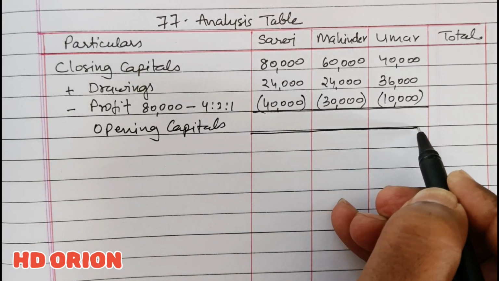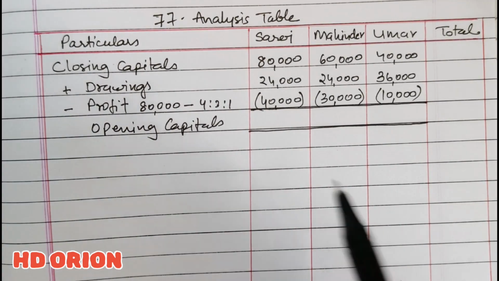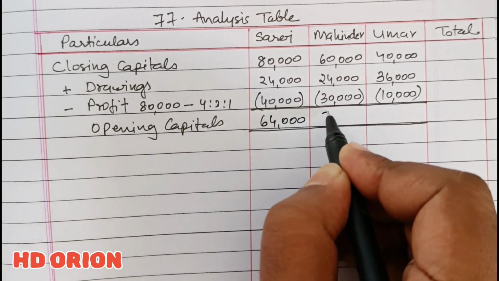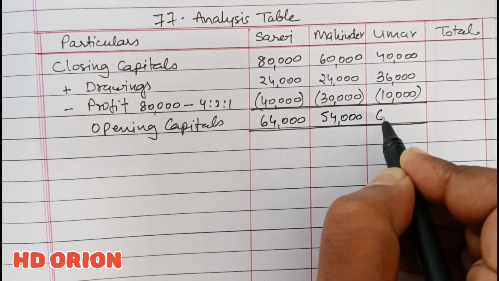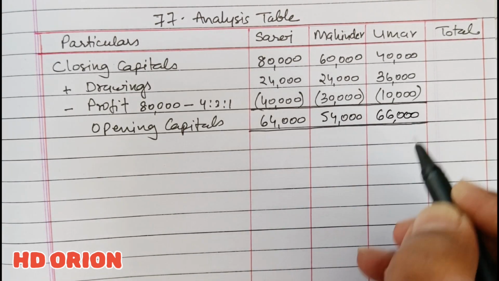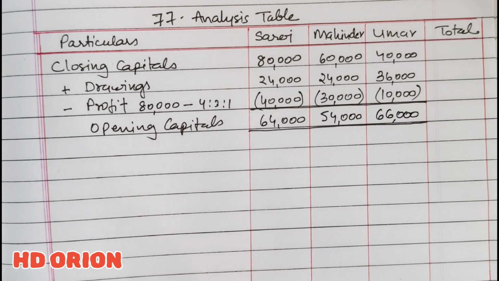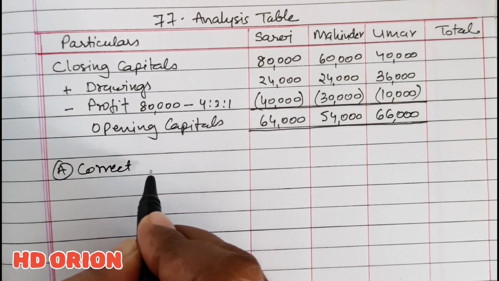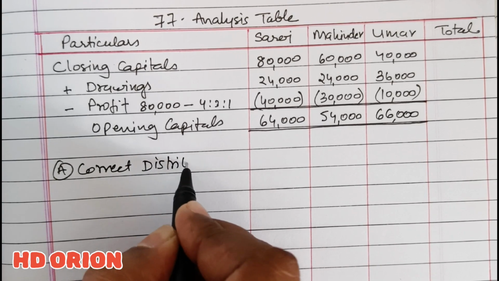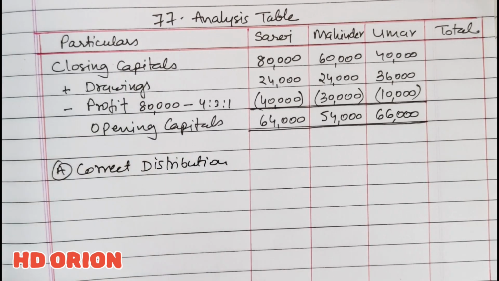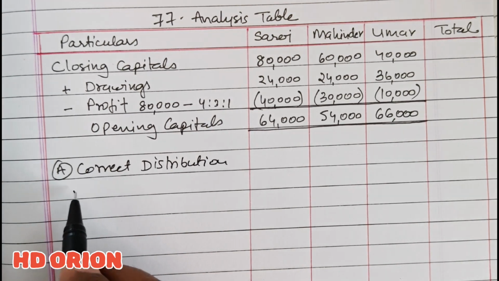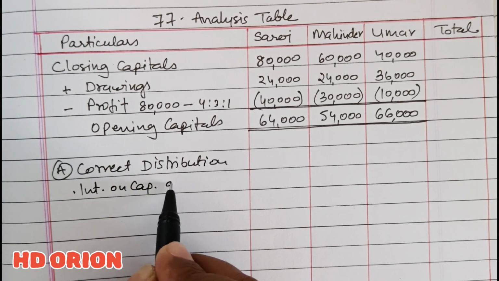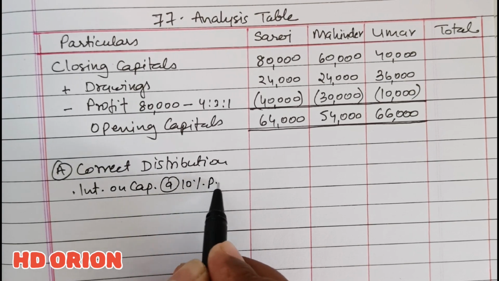Of the firm. Here you get 64,000, here 54,000 and 66,000. Now these are the balances on which interest on capital is to be calculated. Now correct distribution. In correct distribution, we have to provide interest on capital to the partners. Interest on capitals at the rate of 10% per annum.